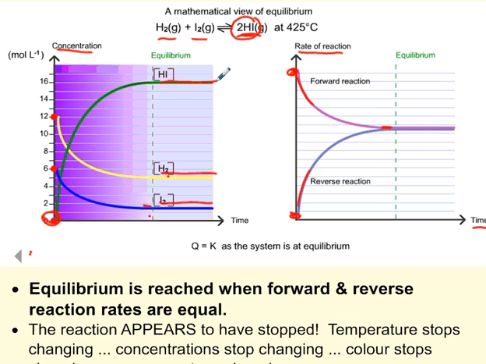However, keep in mind that both the forward and reverse reactions are always happening. They're simply happening at the same rate. So although it appears to have stopped, nothing really stops inside that container. Collisions are always happening. Both reactions are always happening. So we sometimes refer to equilibrium as being a dynamic equilibrium.